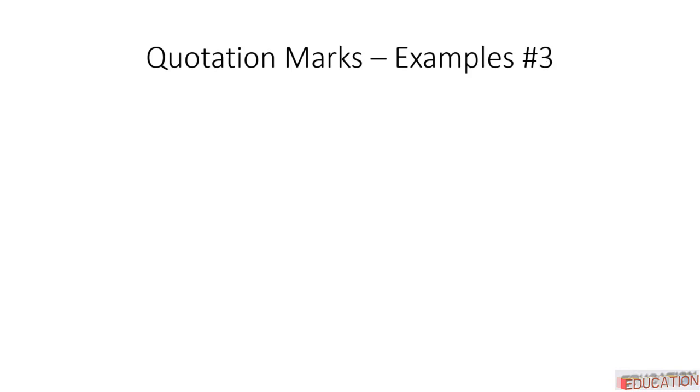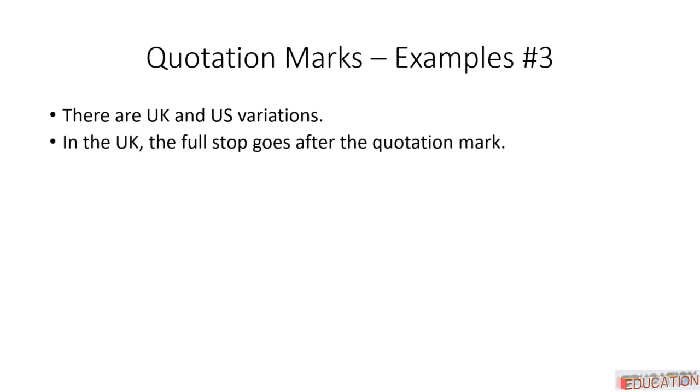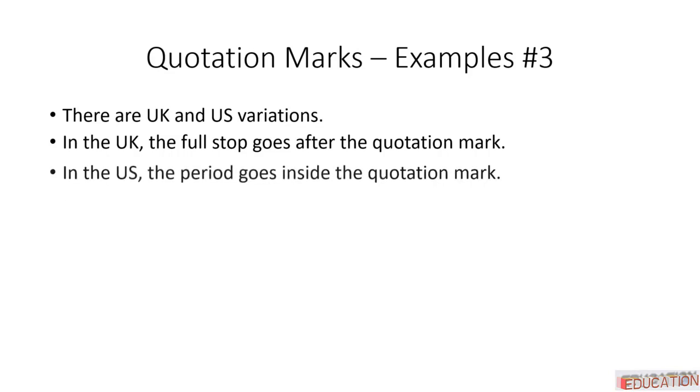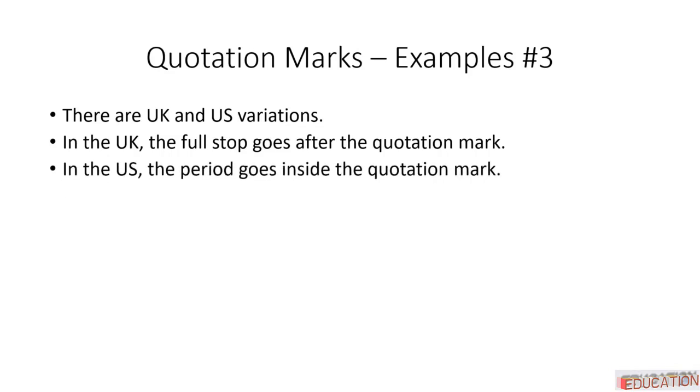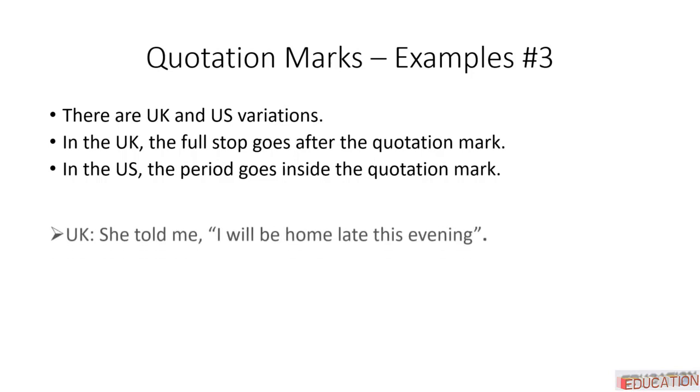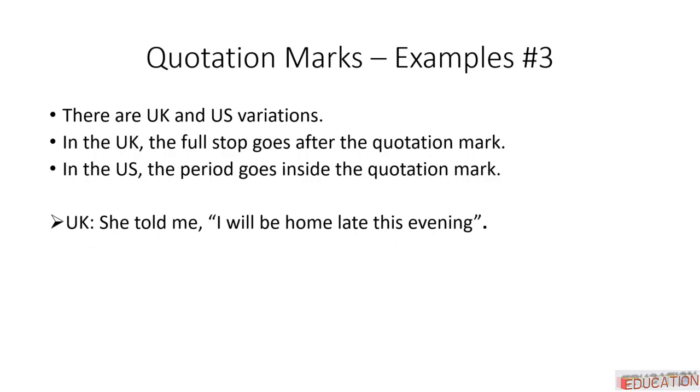We do have differences between UK and US versions. So in the UK, the full stop goes after the quotation mark. And in the US, the period, which is what they call the full stop, goes inside the quotation mark. So a UK version would be, she told me "I will be home late this evening". And the full stop is at the end of the sentence after the quotation marks.